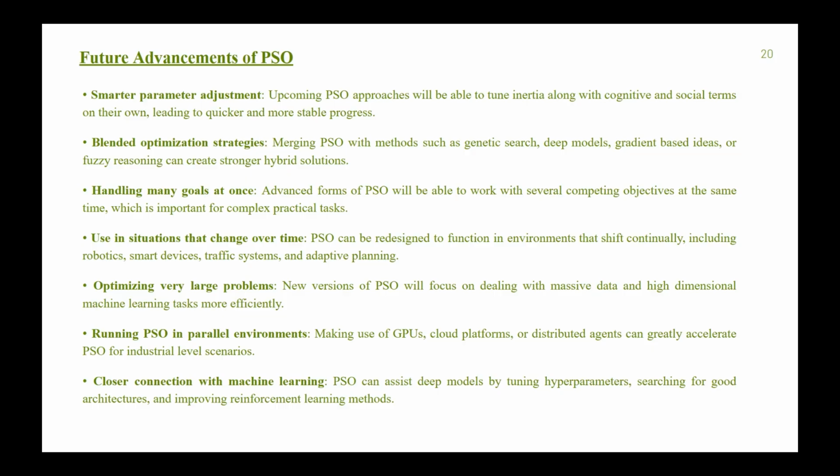Second point being blended optimization strategies, which involves merging PSO with methods such as genetic search, etc., which can help create hybrid models which are much stronger than the original one. Third one being handling many goals at once. So an advanced form of PSO can also work around several competing objectives at the same time. It helps in reducing the time and is also very important for complex practical tasks.